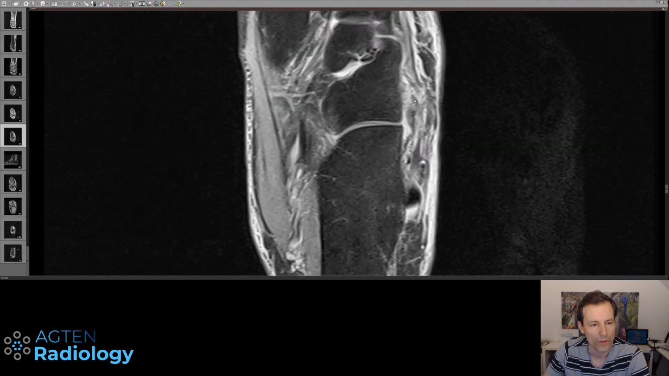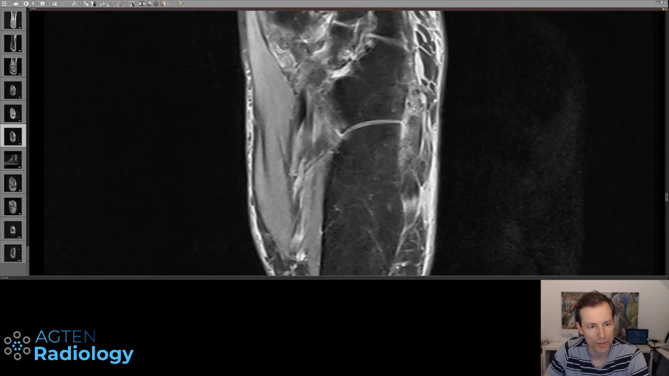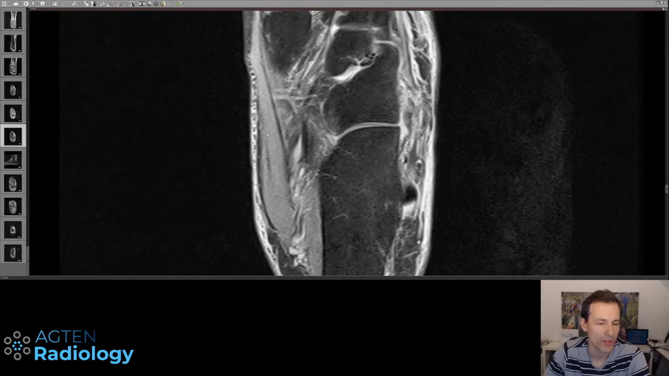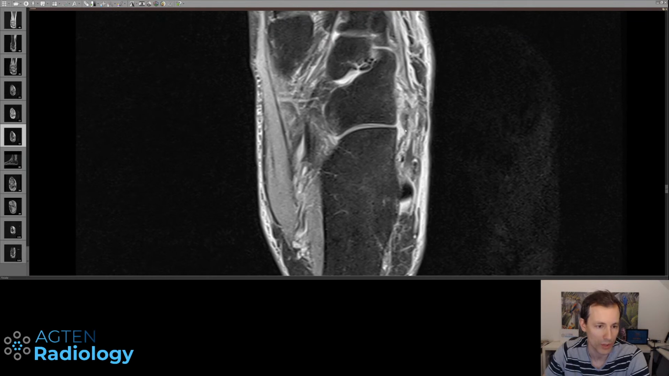Sometimes you see cortical flakes or avulsions here, which is hard to say on MRI. We don't see bone marrow edema again. The cortical bone is not well demarcated here, but it might as well be a tiny cortical fragment somewhere here. That would be a question for a radiograph, but I don't have one, unfortunately.